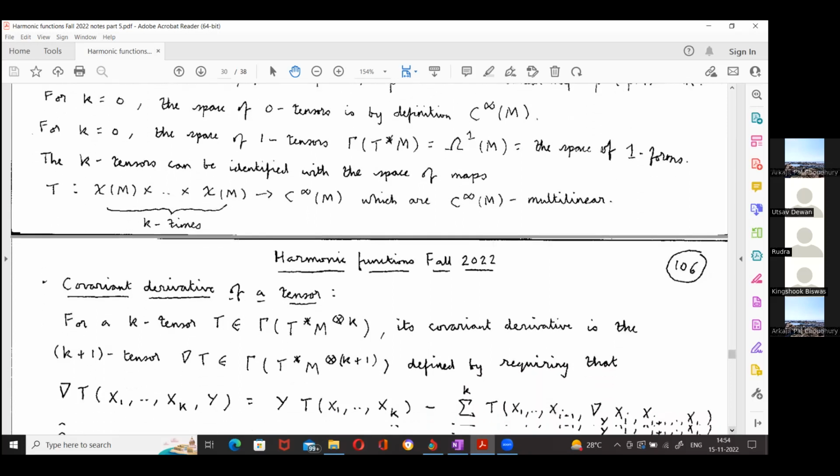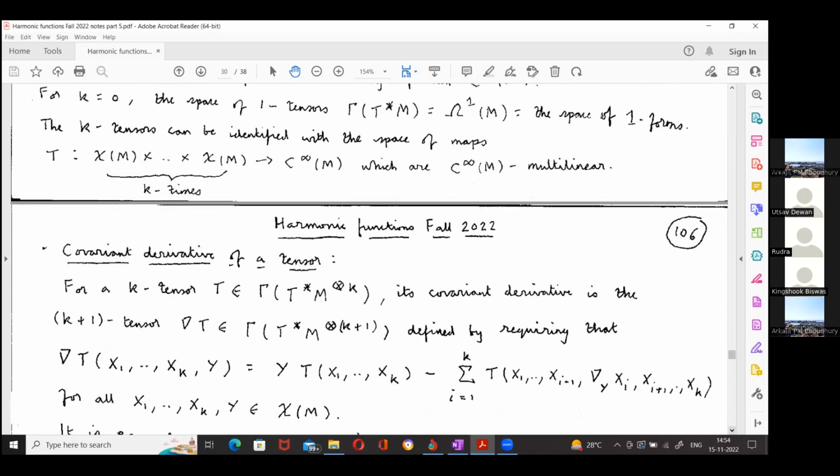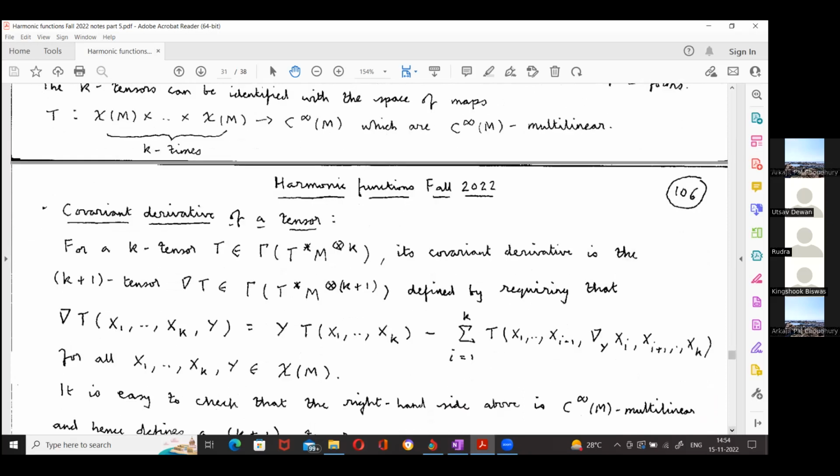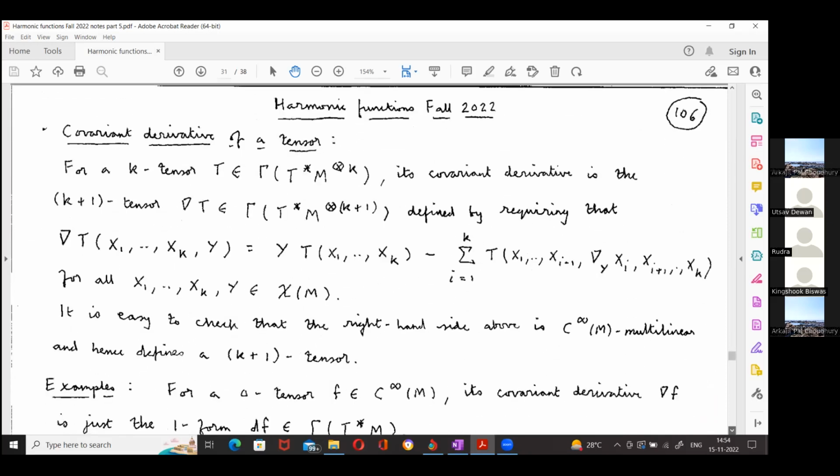Now what we want to talk about is the covariant derivative of a tensor. So how do you differentiate a tensor? Well, let me give you a definition and then let me explain this definition a bit. If I take a k-tensor T, then its covariant derivative is going to be a (k+1)-tensor, nabla T.